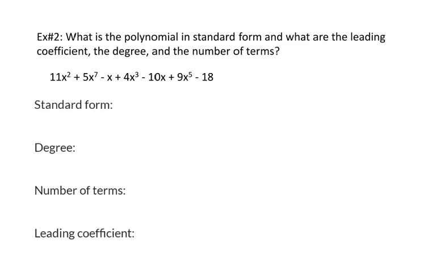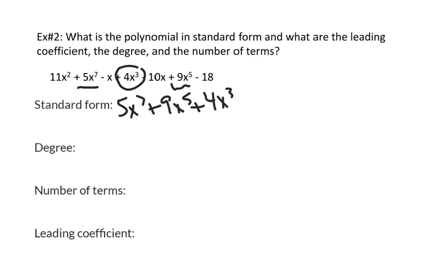Okay, so same type of question here on example 2. What's the polynomial in standard form and what are the leading coefficient, the degree, and the number of terms? So standard form, you're going to start with the highest exponent. So we're going to look for our highest exponent, which looks to be 7. So 5x to the 7th. And then we're just going to go in order. So what's the next biggest we see, which is 5. So plus 9x to the 5th, and then it looks like we have a 3, so plus 4x cubed.